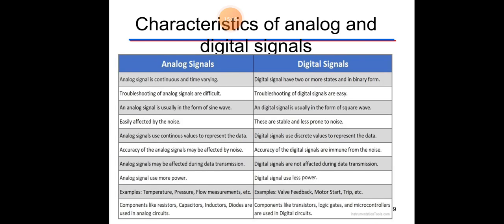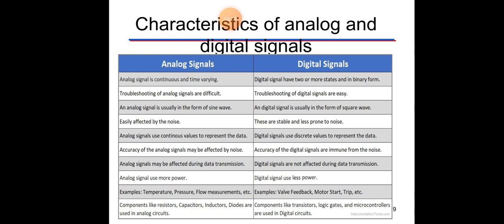Now we will see the characteristics of analog signal. Here I have shown a table. Why? Because you should know the characteristics of both analog and digital signals comparatively. So side by side you can compare the analog signal with the digital signal. So first characteristic is analog signal is continuous and time varying, but the digital signal has two or more states and is in binary form.